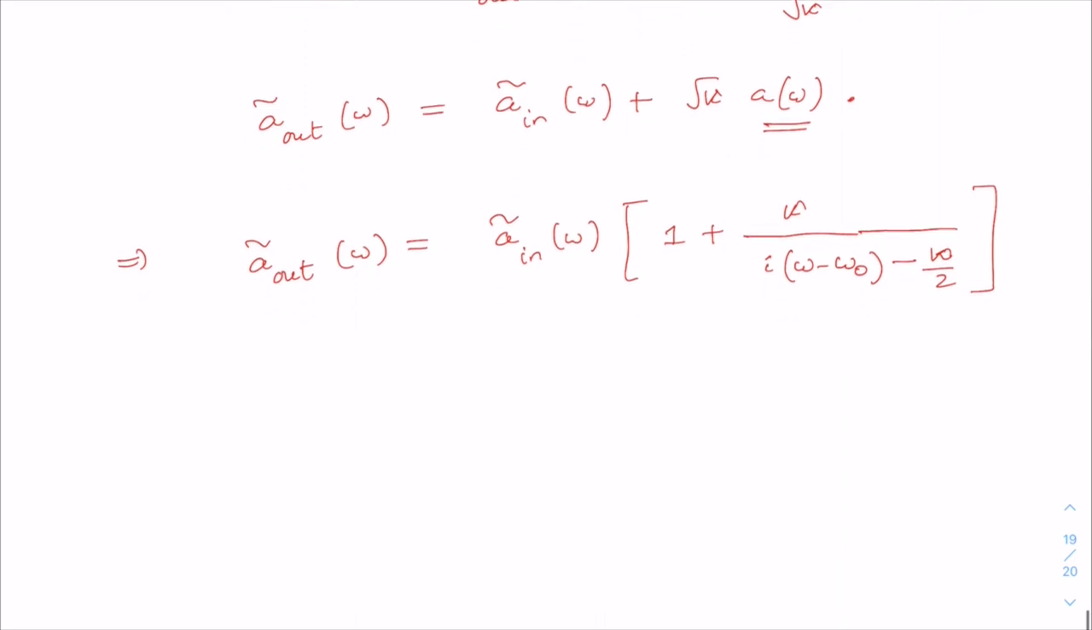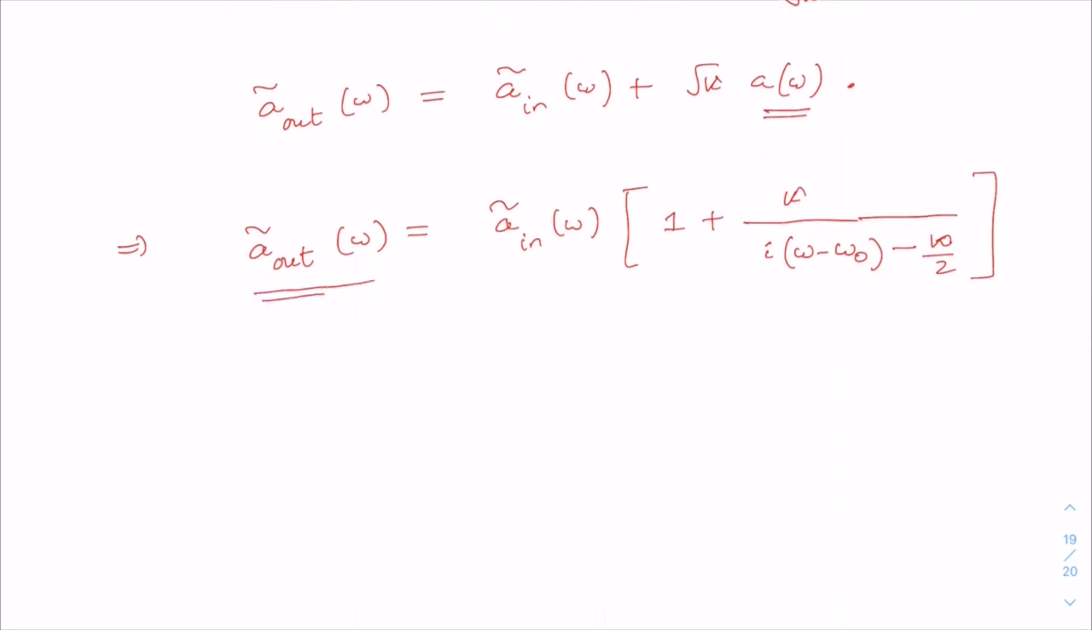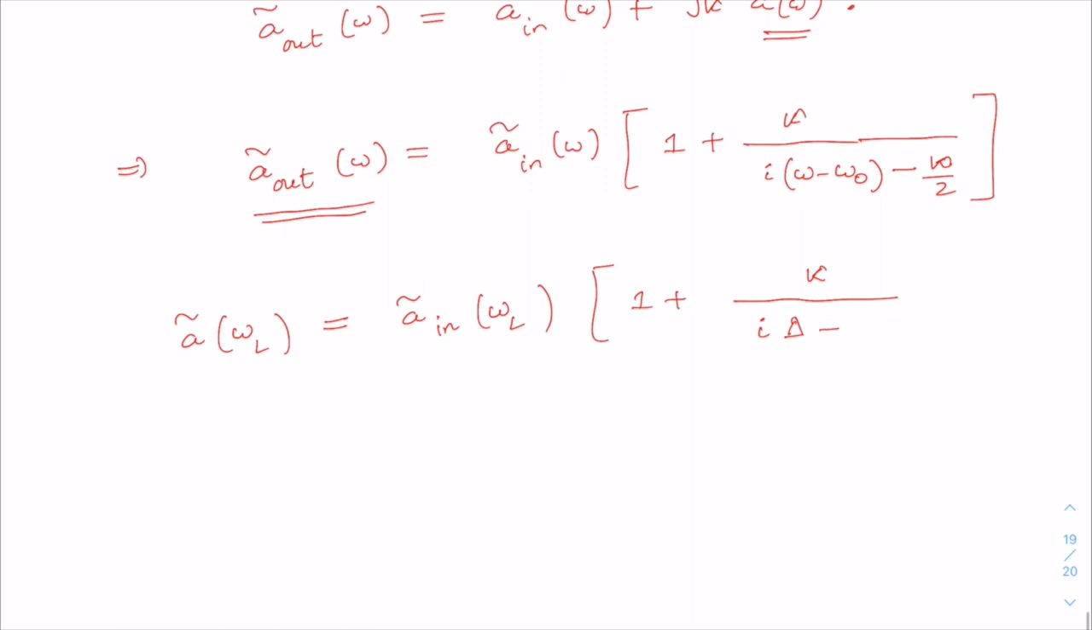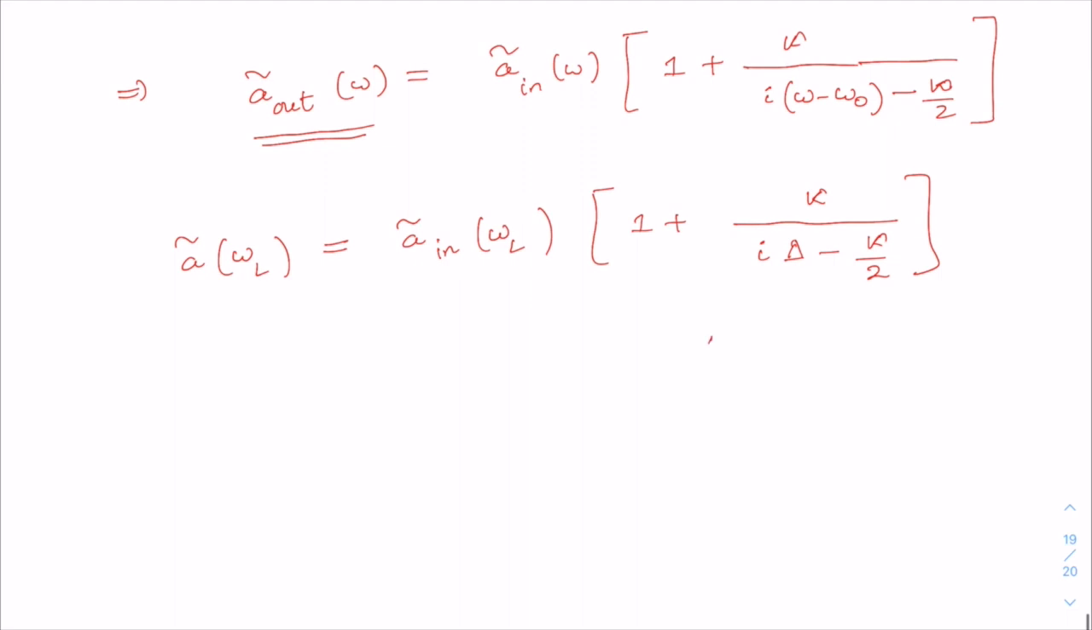Let me evaluate this Ã_out at the laser frequency ω_L. Ã_out at ω_L would be equal to Ã_in evaluated at ω_L times (1 + κ divided by i(ω_L − ω_0)). Let me define the detuning parameter as Δ = ω_L − ω_0, so this becomes iΔ − κ/2.